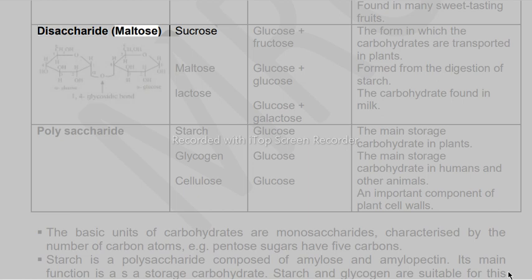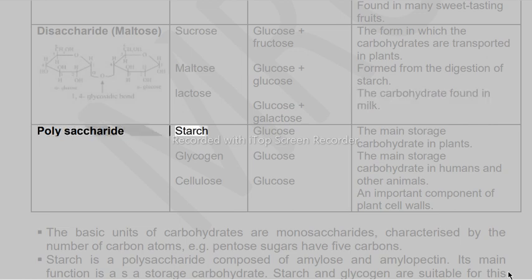Disaccharide: maltose, sucrose, lactose. Sucrose is glucose plus fructose. Maltose is glucose plus glucose. Lactose is glucose plus galactose. Sucrose is the form in which carbohydrates are transported in plants. Maltose is formed from the digestion of starch. Lactose is the carbohydrate found in milk.